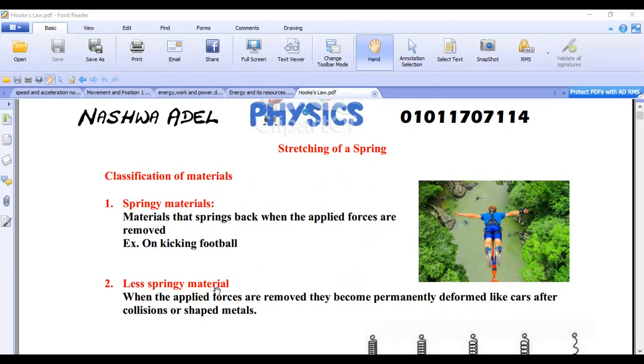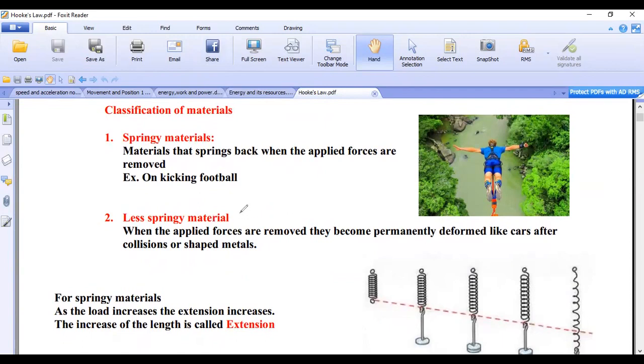But less springy material, we call it plastic material. Why? Because when the force is removed, it will not return to the original shape again. So this is the main difference between springy material and less springy material. Springy material is elastic material, and less springy material is plastic material. Or we can say that springy material undergoes elastic deformation. Elastic deformation means when the force is removed, it will return again to the original shape.